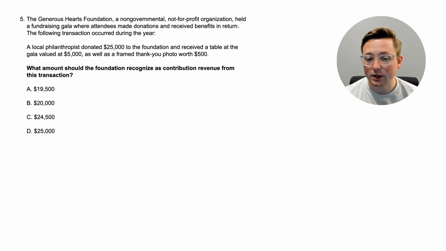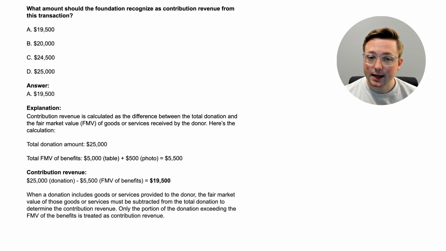So with all that information, what is the amount of contribution revenue they're going to recognize? This is different than what we've talked about so far, but it's also not that difficult. So pause the video, think through this, give it a good guess, and when you're ready, come back, we will look at it together. All right, here we are. The answer is A, $19,500. So this is pretty easy. You just need to know how it works.